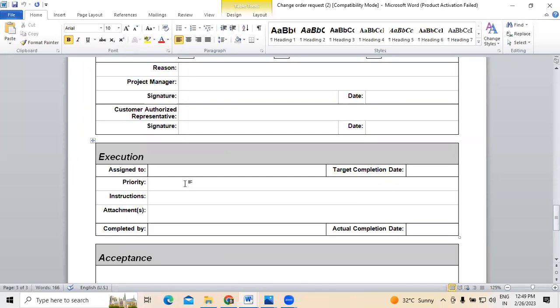Here we have to mention two things. One is target completion, the second is actual completion. Target completion means the target we have identified and finalized. Actual completion comes later, because this document won't be prepared all at once. After completion of the work, we'll write down the actual completion date. Normally, both dates should be equal, but if there is a deviation, there are chances that it may be delayed. So the actual completion date will be given later, once it is completed.